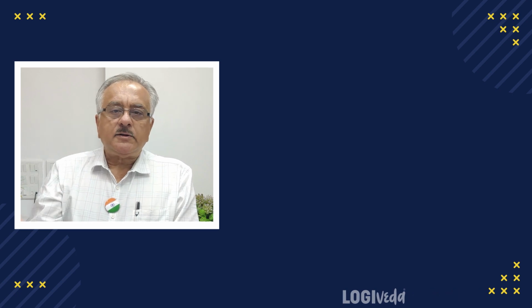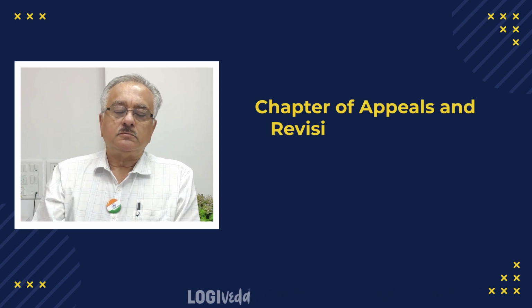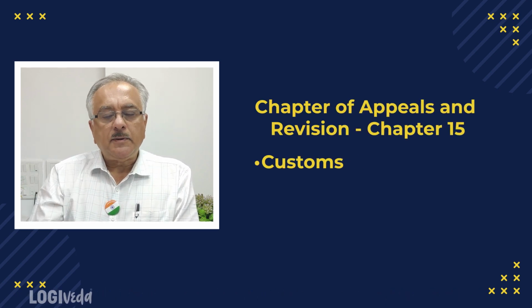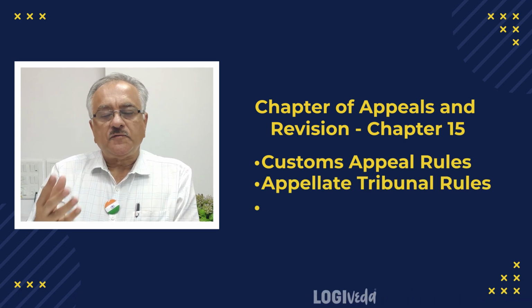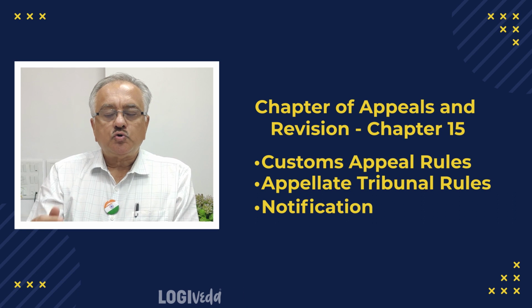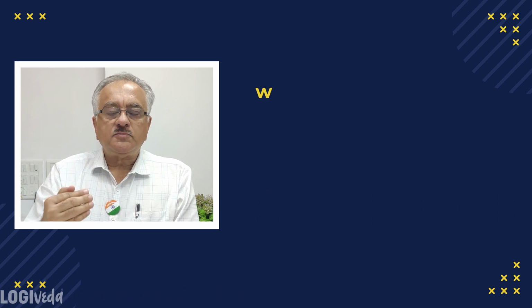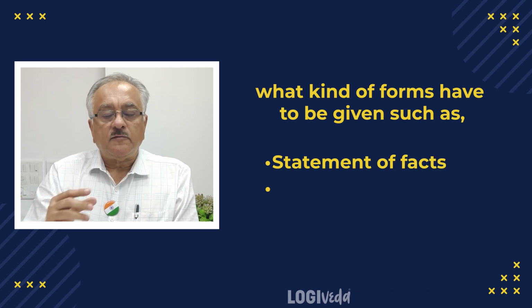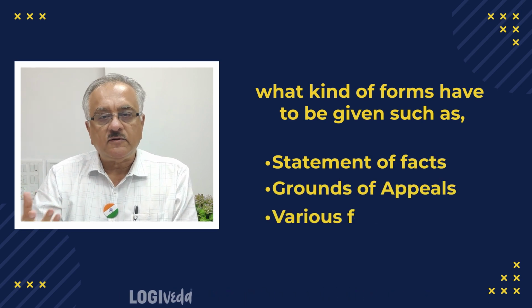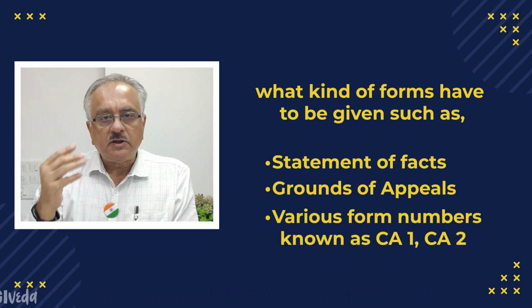And then when we are studying the chapter on appeals and revision, which is Chapter 15, the customs appeal rules, the appellate tribunal rules, and the notifications can help you to see what kind of forms have to be given, such as the statement of facts, the grounds of appeal, and the various form numbers known as CA1, CA2, which are given in Part 3 of the manual.